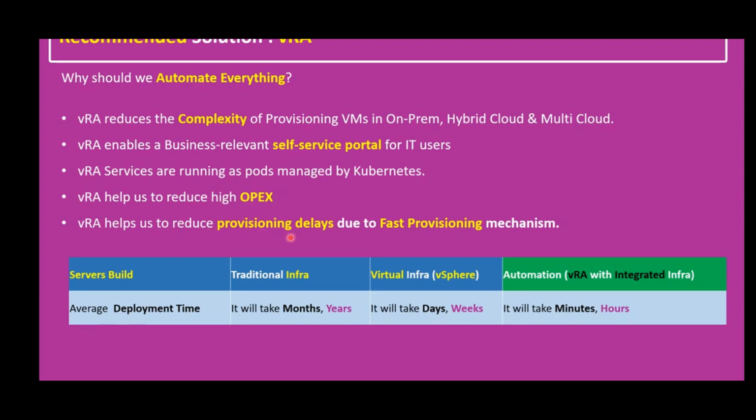Even the provisioning delay for compute, network, and storage will be reduced due to the fast provisioning mechanism in VRA. Okay, so I have given one example use case here. Suppose servers build average deployment time.